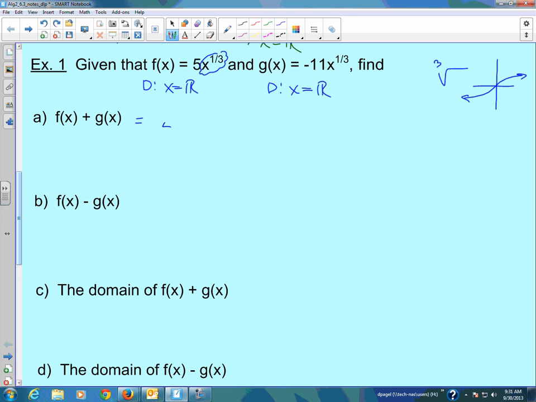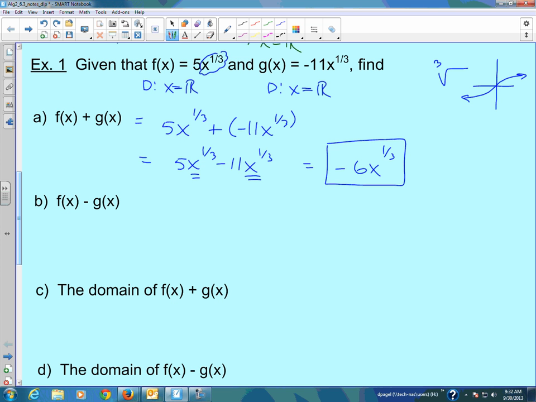So we're going to take our f of x, which is 5x to the 1/3. We're going to add that to a negative 11x to the 1/3. And this becomes 5 minus 11, and we have like terms. So we get negative 6x to the 1/3. There's your f of x plus g of x. And notice it's the same kind of function. It's a cube root function.